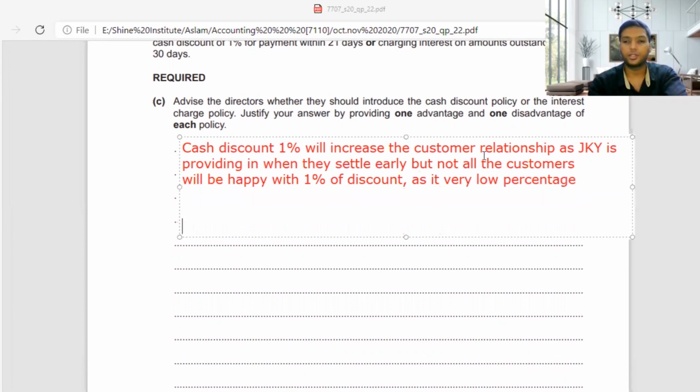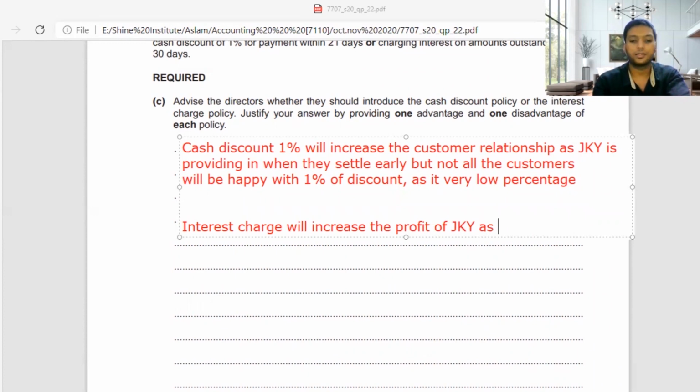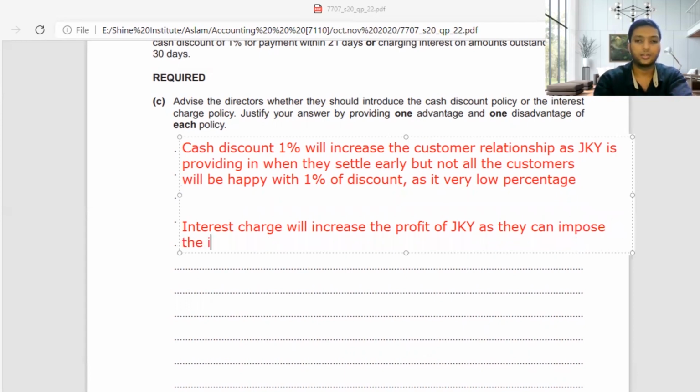Then let's move on to the next part. Why interest charge? Interest charge will increase the profit of the business because they are going to take a lot from the debtors. Interest charge will increase the profit of JKY as they can impose the interest on debtors balance.